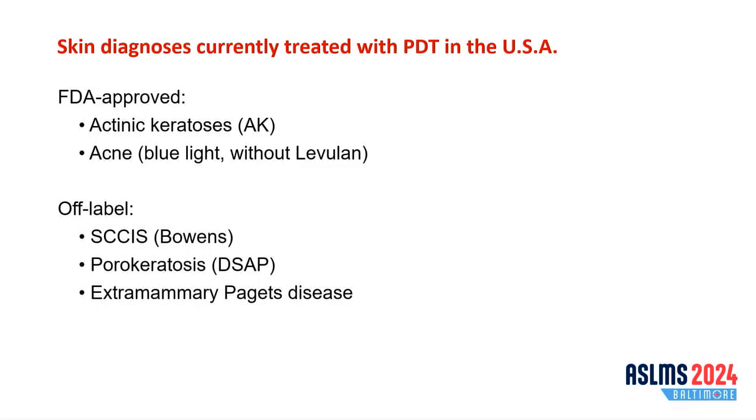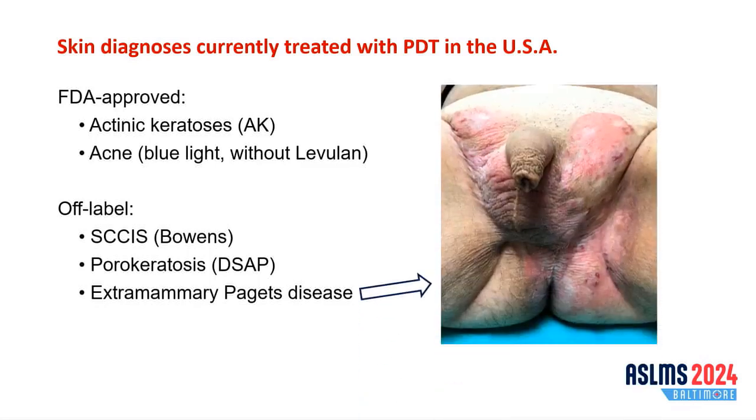But off-label, we use it a lot for SCC in situ, or Bowen's disease, which is more advanced, AK on its way to squamous cell carcinoma, porokeratosis, which is another sun-induced precancerous condition, and then extramammary Paget's disease, which is pretty rare, but I just put it here as an illustration of where PDT can be very good as a palliative measure or control measure, even if it's not particularly curative.